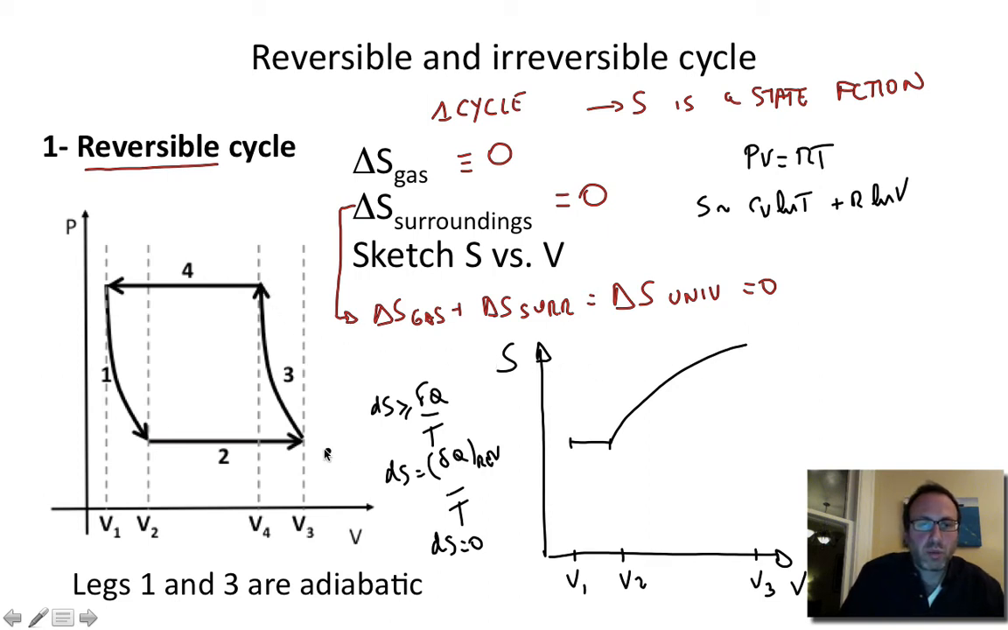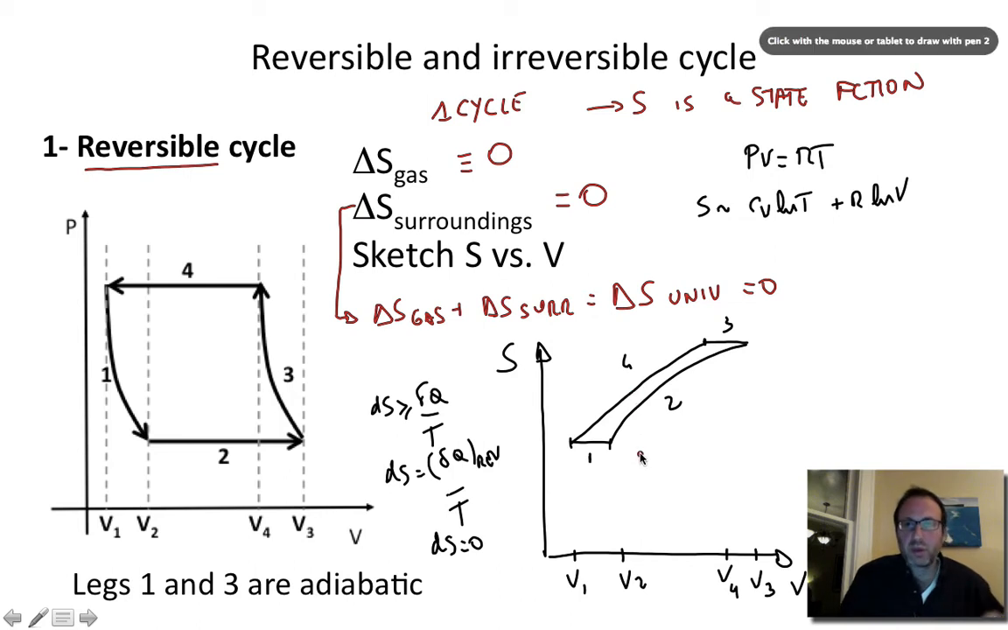Now when I go process 3, from V3 back to V4, we have again adiabatic and reversible. It's a compression, but it doesn't really matter because S has to be constant. And then when we go back to V1, this is simple. I don't even have to think about it. It has to go back to the initial entropy because delta S is 0. So here are our parts of the process.